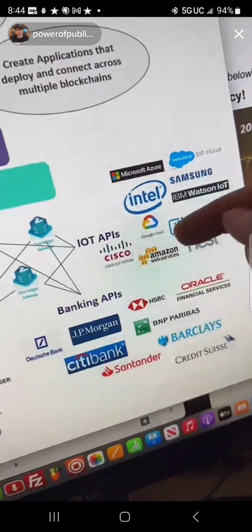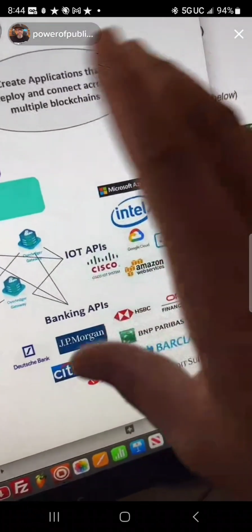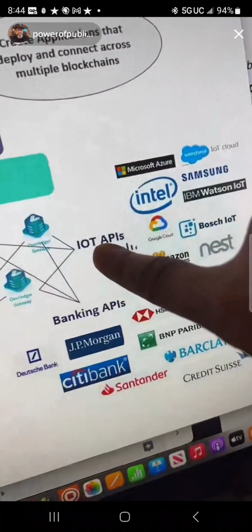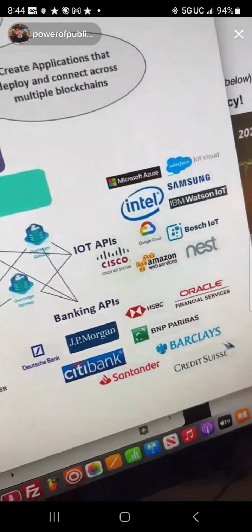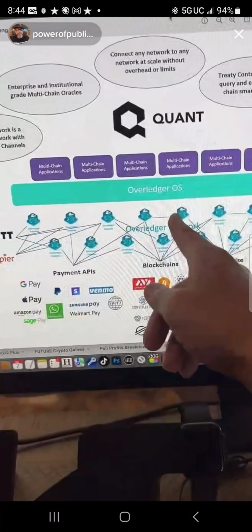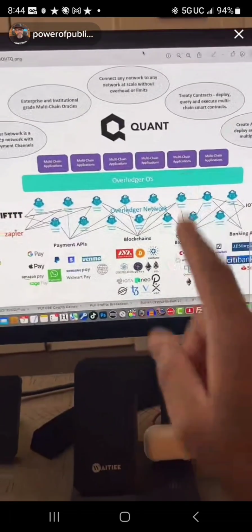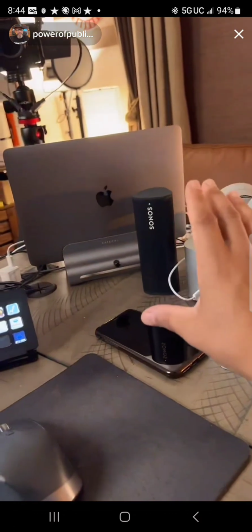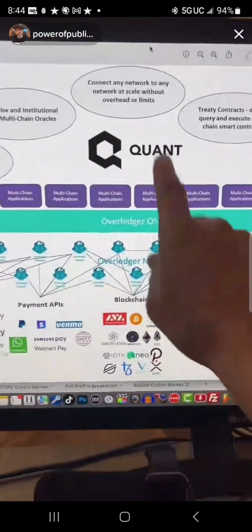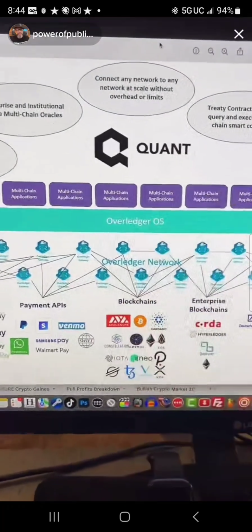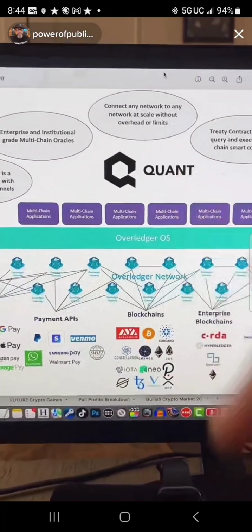That means when technology is created for all these games and this, that, and the third, hey Siri, okay Google and all that, Alexa, that is the Internet of Things, and those APIs run across all of these companies right here. Quant and its overledger operating system is tied to all of that. Think of Quant as Apple's iOS, but for the blockchain. You'll be wishing you had a minimum of 5 of these things.